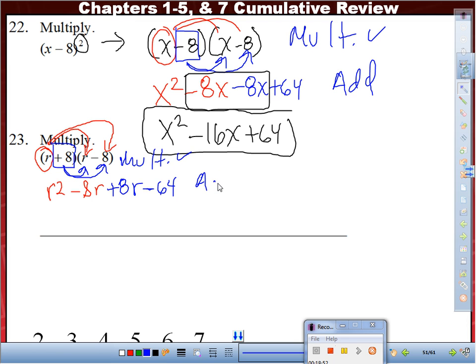So therefore, did we multiply already? Yes. Now we're going to add, which is combine like terms. So let's see. Are there any other r squares? No. I bring that down. R squared. Can I combine this with this? What is 8 minus 8? 0. So these cancel, and we're left with negative 64. Bring that down, and we're done.